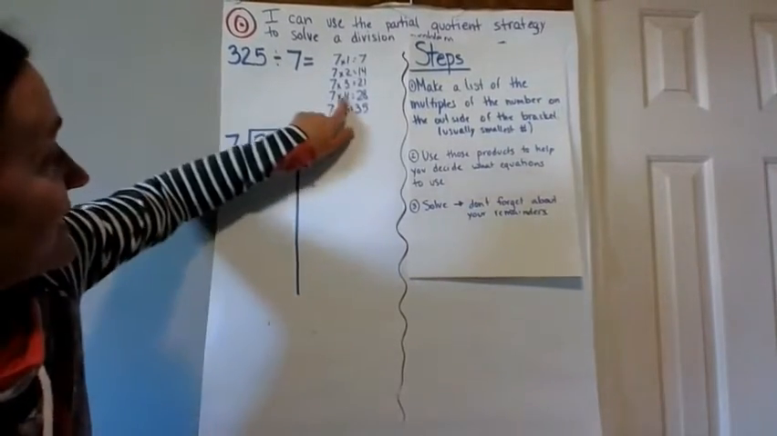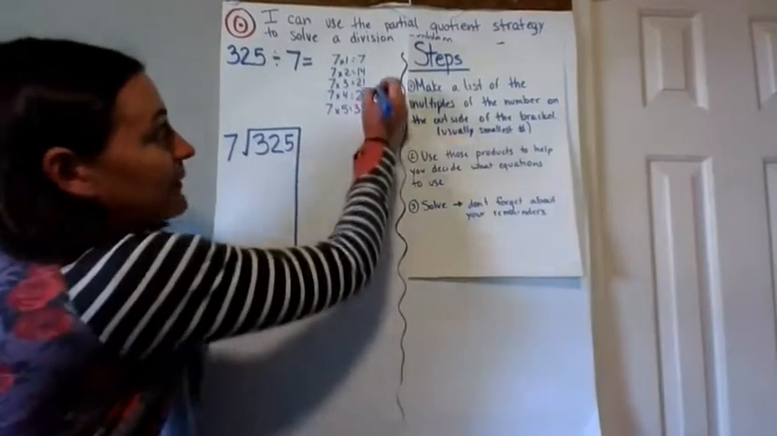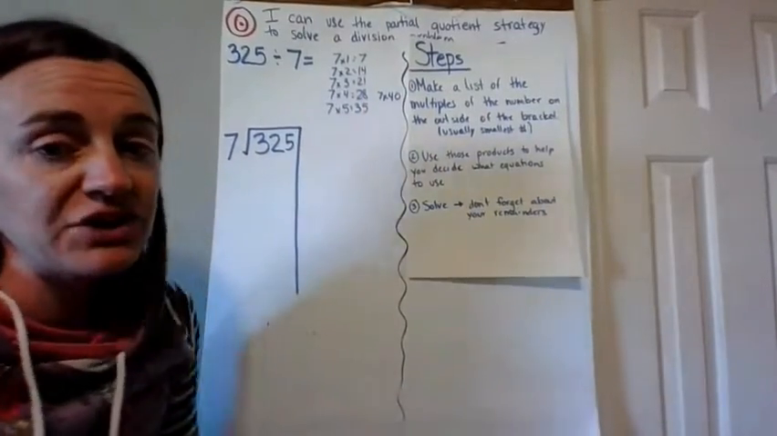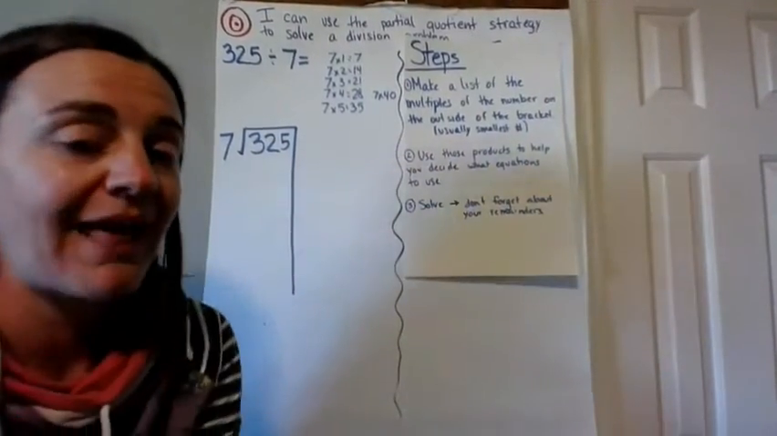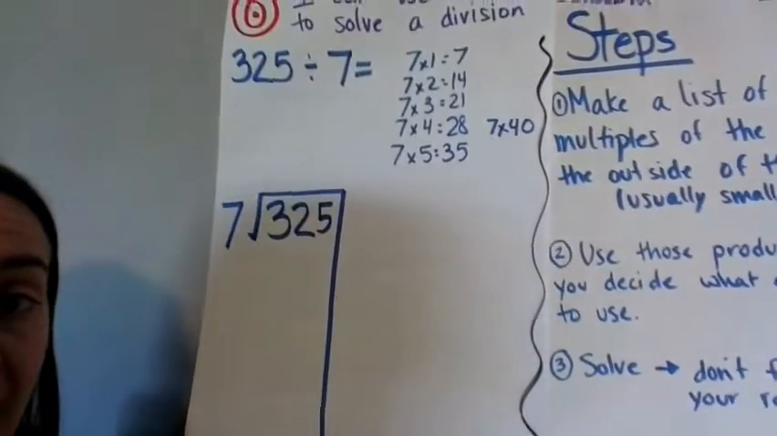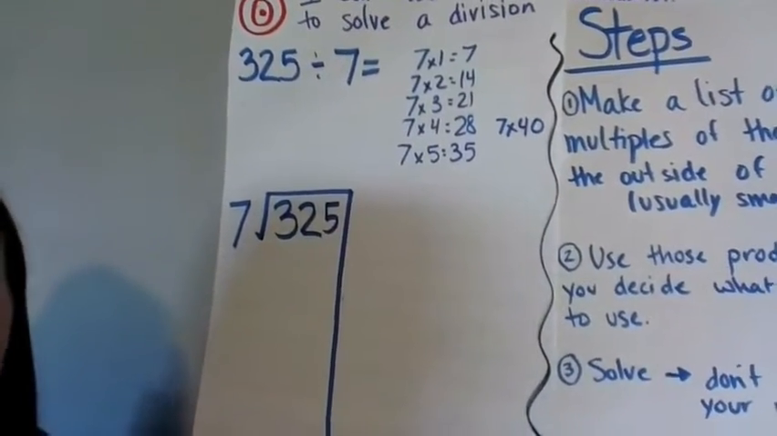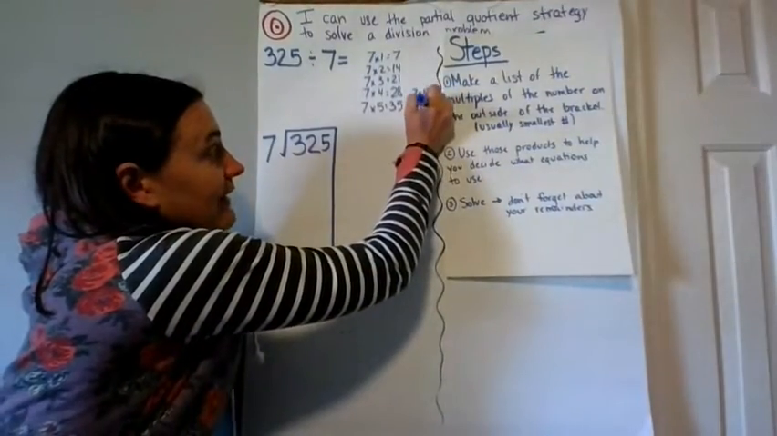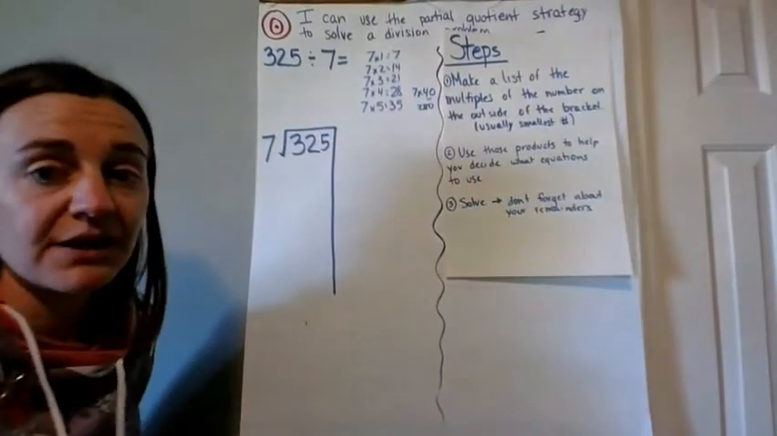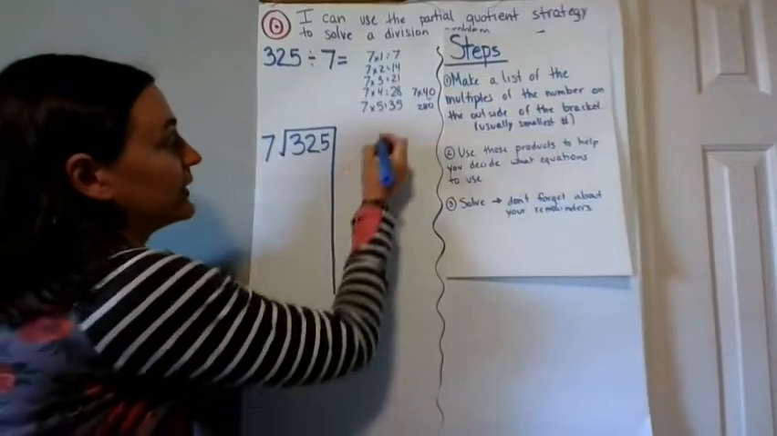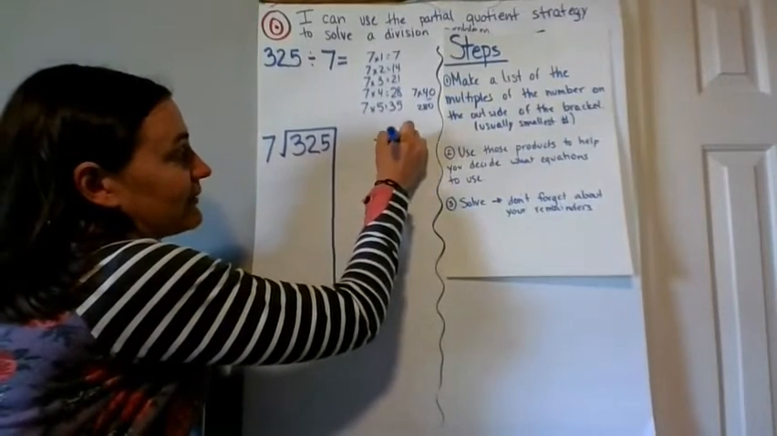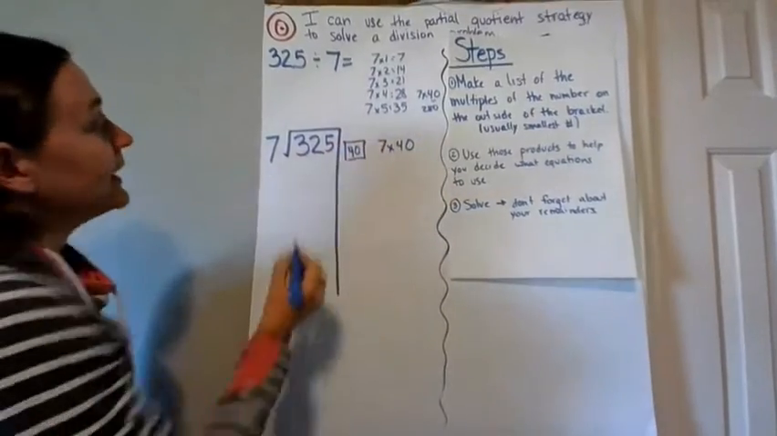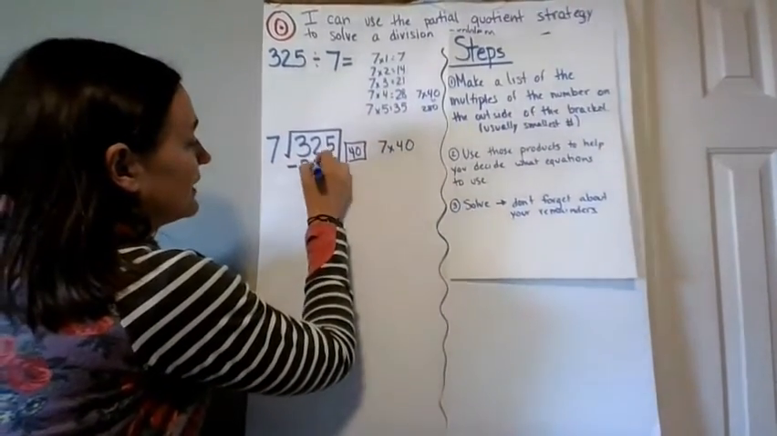So I can see that 7 times 4 is 28. That would mean that 7 times 40 would be 280. I would just add that 0 using that power of 10 rule in order to figure out that 7 times 40 would equal 280. And that's going to help me get this 325 down much lower. So I'm going to do 7 times 40. 40 is going to go on the outside here. And I'm going to subtract 280.